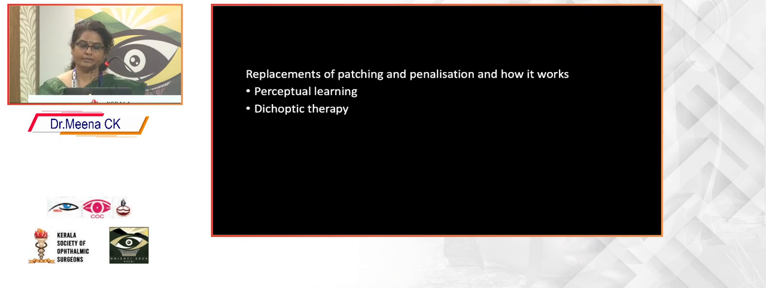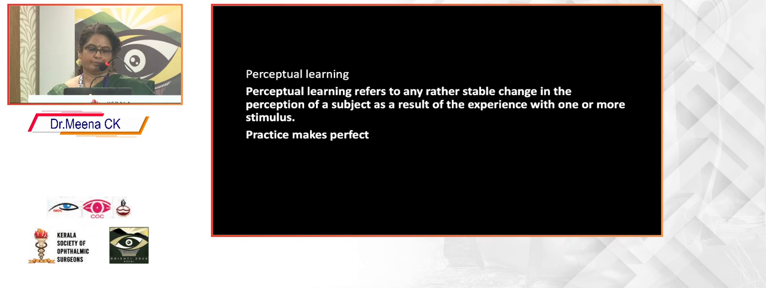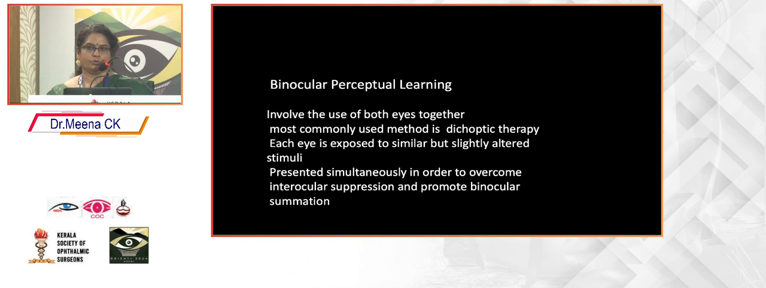So what are the replacements for patching and penalization? You should know two terms mainly, perceptual learning and dichoptic therapy. Perceptual learning has a very complicated definition, but basically what you should know is practice makes perfect. You do the same thing repeatedly to make it perfect. You have monocular as well as binocular perceptual learning, but more importance has been given in the newer treatments to binocular perceptual learning, where you use both the eyes.